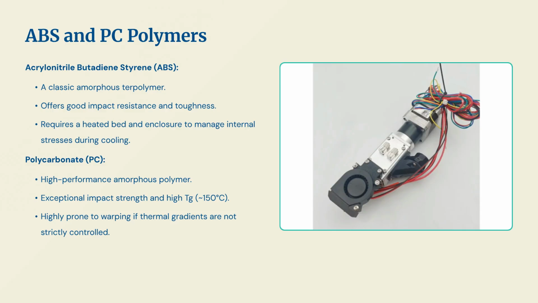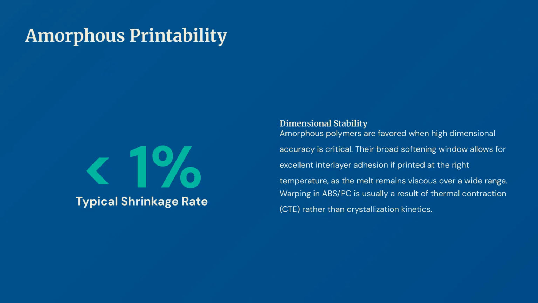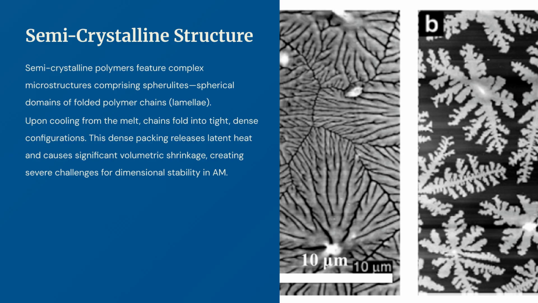ABS is a classic amorphous terpolymer known for its toughness, while polycarbonate is a high-performance amorphous polymer with an exceptionally high glass transition temperature, requiring strict thermal control to prevent warping. Amorphous polymers are favored for high-dimensional accuracy, as their shrinkage rate is typically under 1%, and their broad softening window promotes excellent inner-layer adhesion.